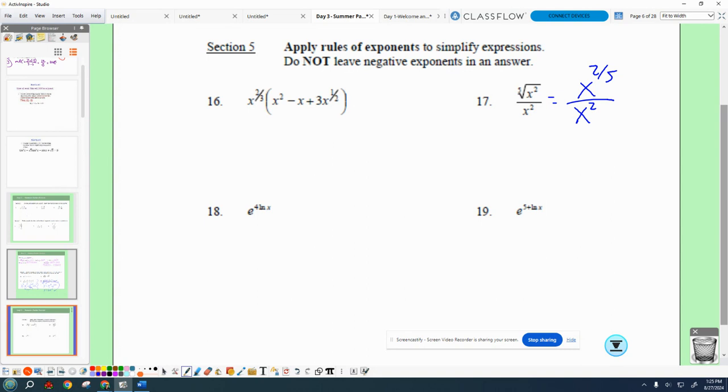And this wants it to be simplified and not leave negative exponents. How do I do that? Marta, any idea? You subtract the exponents. Okay, so how do I subtract 2/5 from 2? Would you change 2 to 10 over 5? So common denominator, x squared can be written as 10 over 5, and then she says subtract them, so it's going to be 1 over x to the power of 8 over 5. Perfect. Yes.